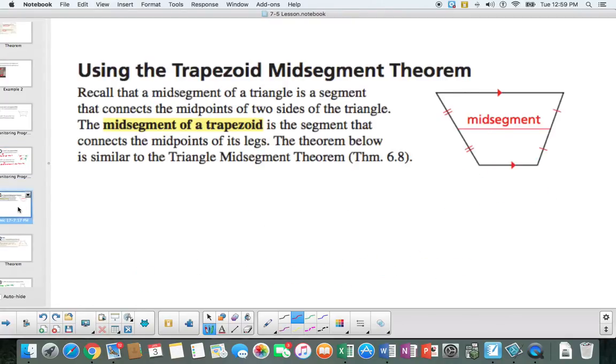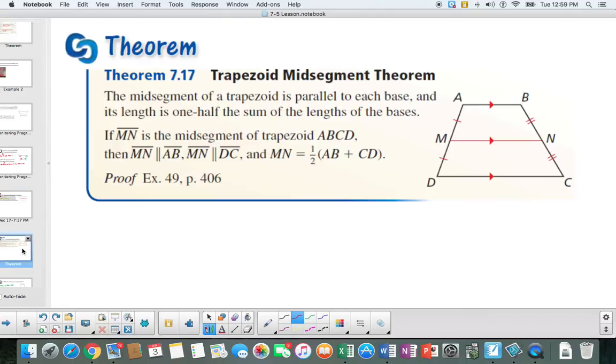Mid-segment. We had a mid-segment for a triangle. We also have a mid-segment for a trapezoid. It's the segment that connects the midpoints of the legs. Now this trapezoid does not have to be isosceles. It's just any ordinary trapezoid. Now here's a theorem that says that the mid-segment is equal to 1/2 the sum of the bases. So I'm going to write this in words. Mid-segment is equal to 1/2 base 1 plus base 2.